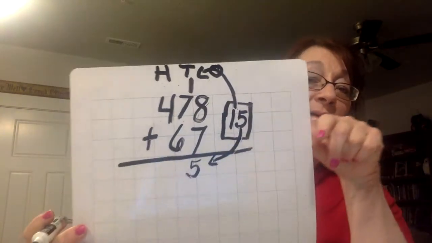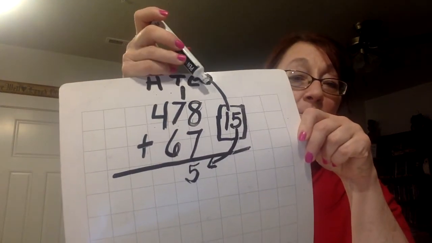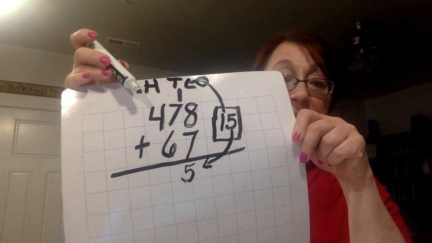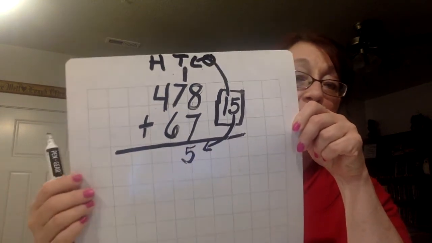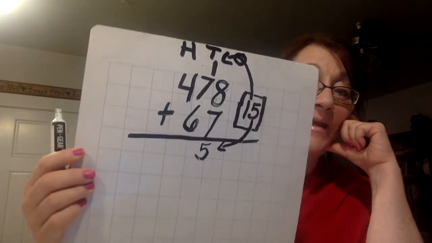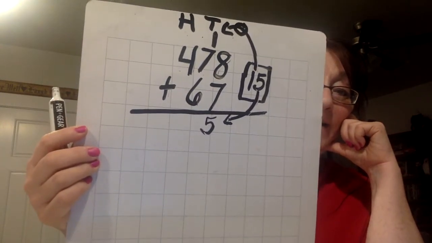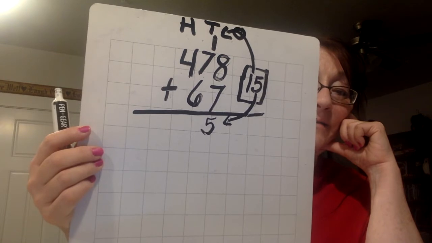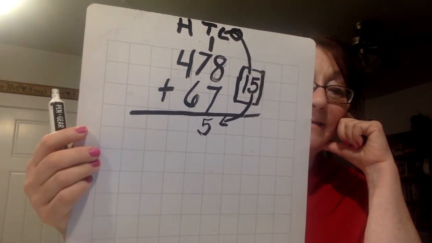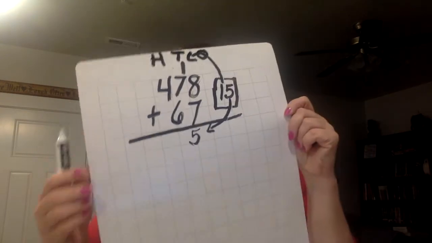So I am putting these at the top to remind you that ones place, and then we have tens place, and then we have hundreds place. That's what the HTO mean, hundreds, tens, and ones, right? So if I add 1 plus 7, that gives me 8. Then 8 plus 6 is, let me give you a minute to think about it.